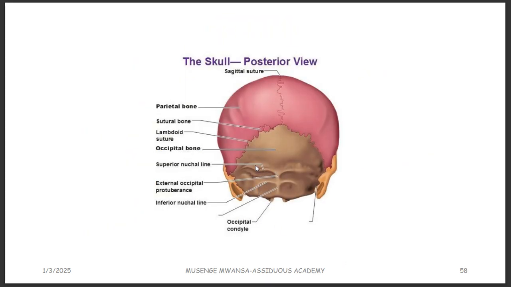So you can see the superior nuchal line here, and then you have got the inferior nuchal line. On the middle here, can you see you have got the external occipital protuberance at that point. Okay.